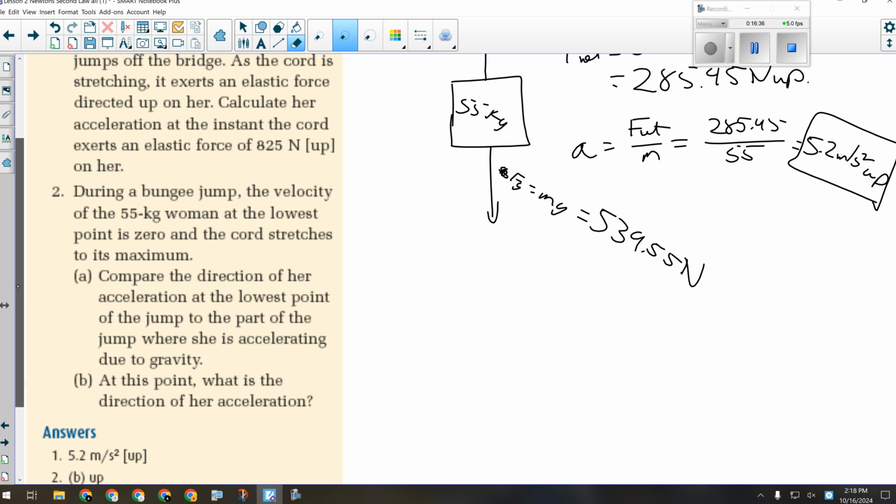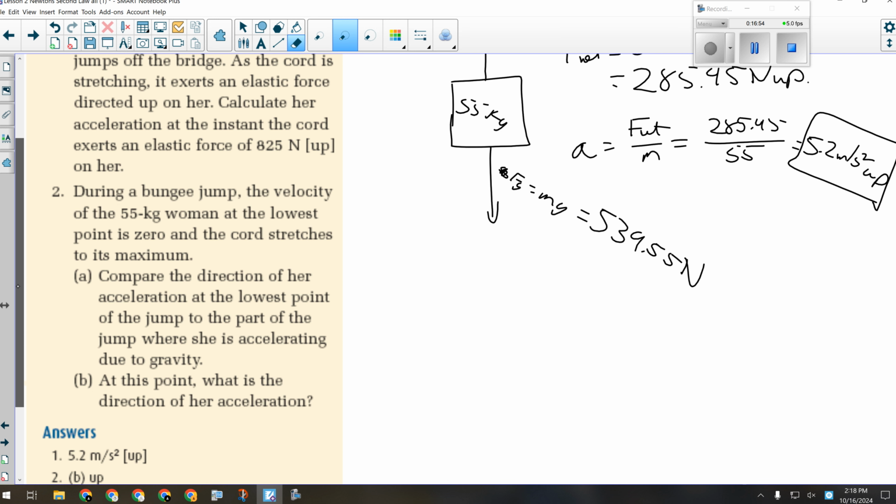That's where she stops before moving back up. Because when you bungee jump, okay, you stretch the cord, and then it shoots you back up in the air, and then you come back down, and it shoots you back up in the air, and then eventually you just kind of oscillate until somebody lowers you down. All right? Everyone okay with that? So that's what question number 2 is asking about.